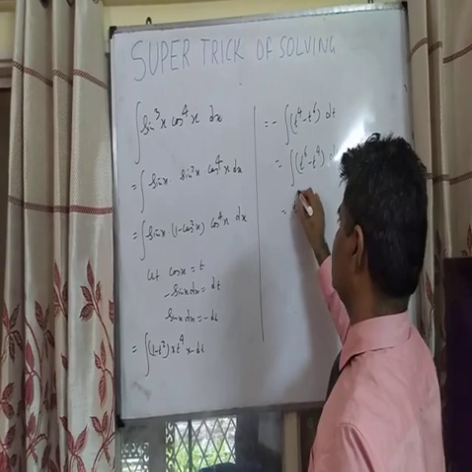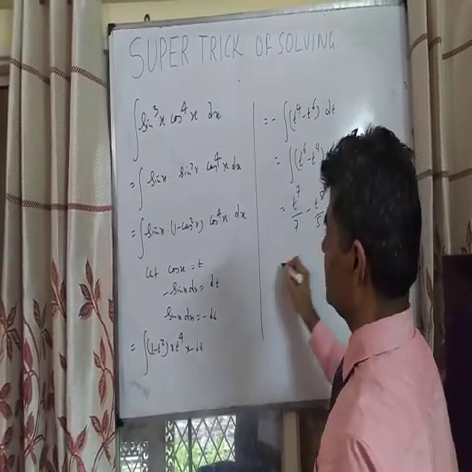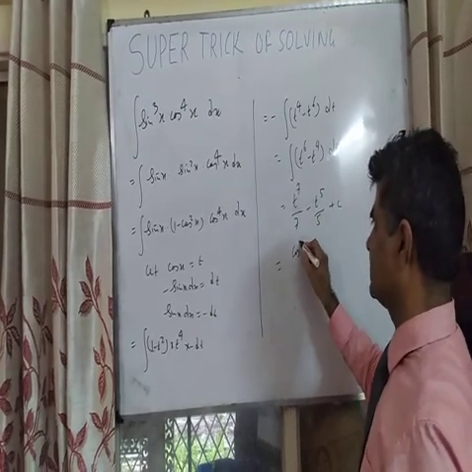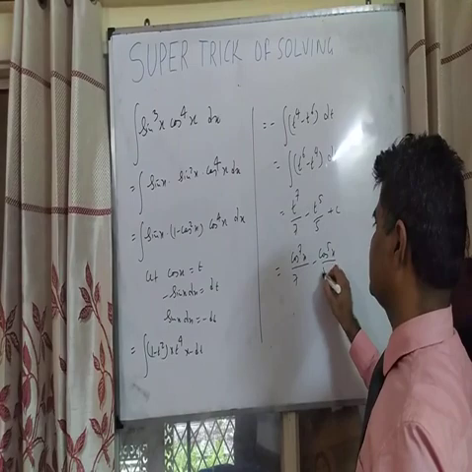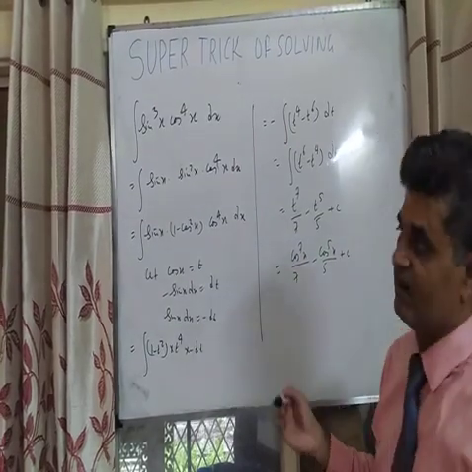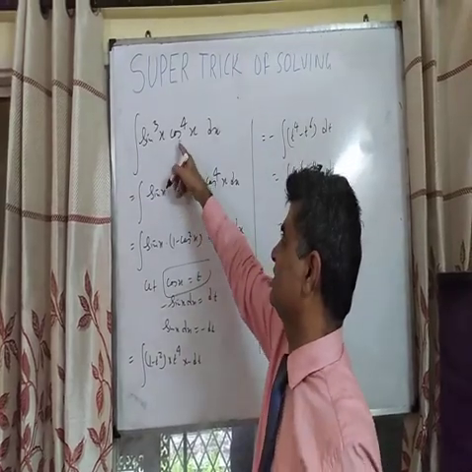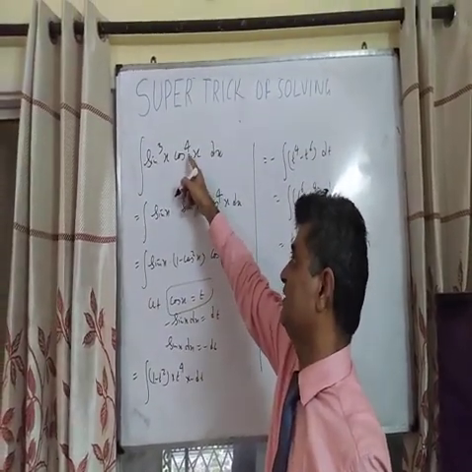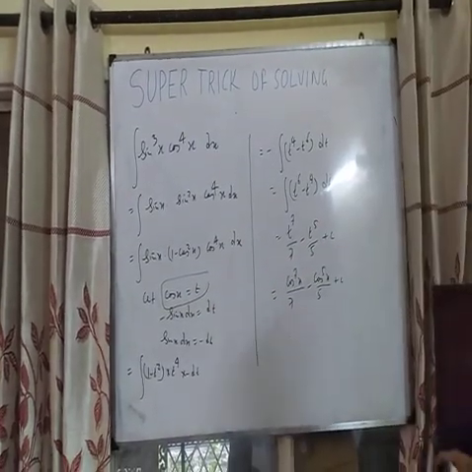So the integration is t to the power 7 upon 7 minus t to the power 5 upon 5 plus c. Now put the value of cos x here: cos to the power 7x upon 7 minus cos to the power 5x upon 5 plus c. This is the required solution. So what is t? T is basically the one having the even power. Now we are moving to the next question.